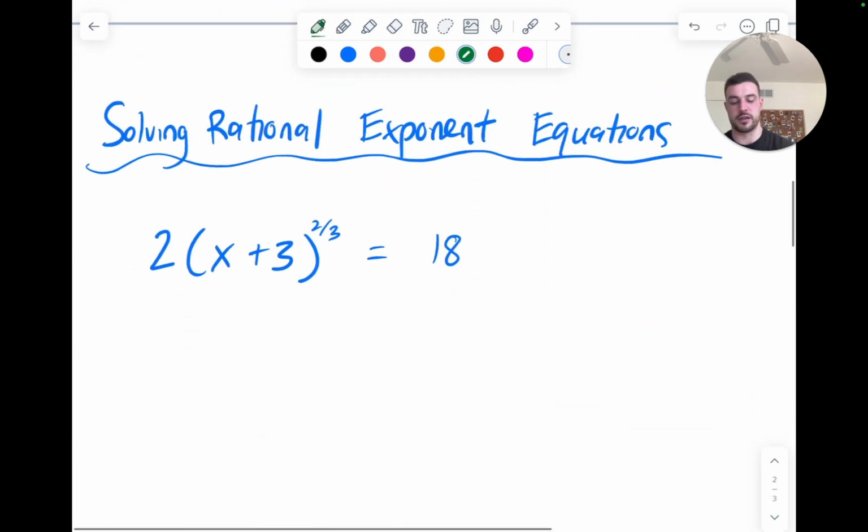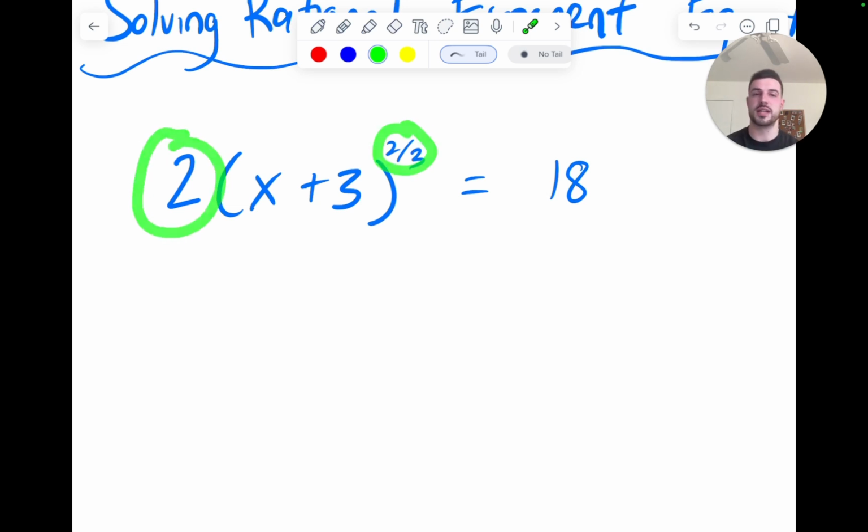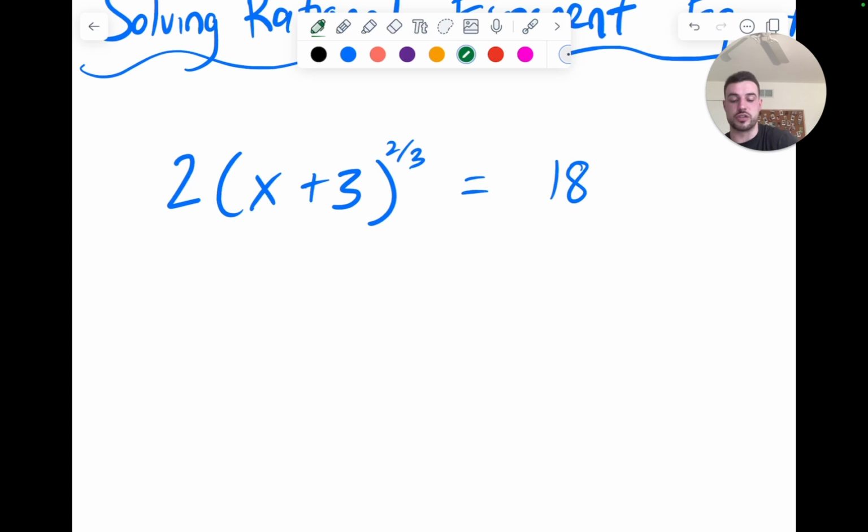So I jump back down here. I'm going to first isolate. So this is a perfect example. This is what I'm trying to solve, right? The x values inside those parentheses, and those parentheses have our rational exponent. Well, the 2 is not part of that. So I need to isolate the rational exponent by moving the 2 to the other side.